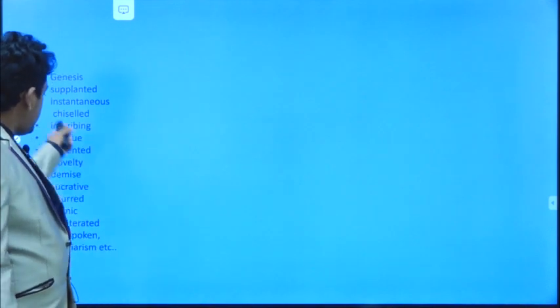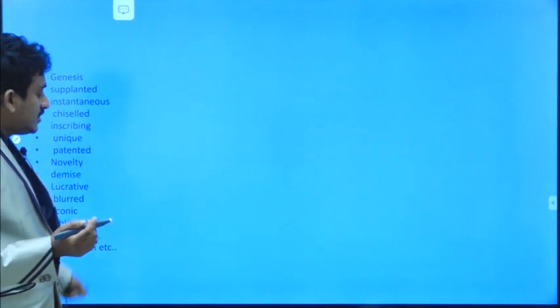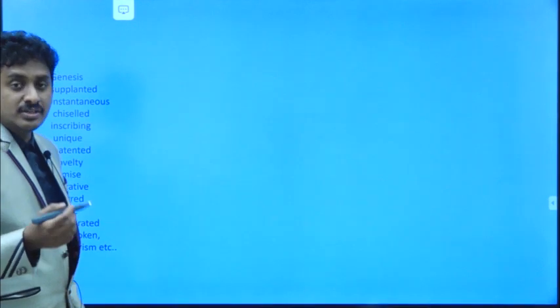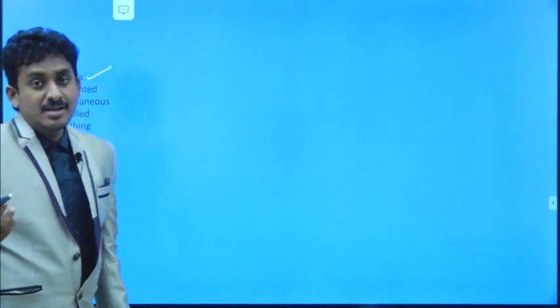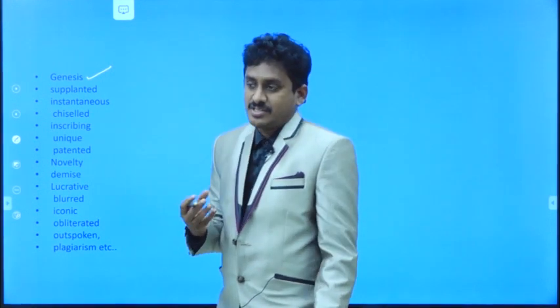Then there are some words in your textbook. These words are used, different words are used in different contexts to give the meaning. So there is a word called Genesis. Can you just guess the meaning? Genesis means origin, genesis of something, inception, beginning.